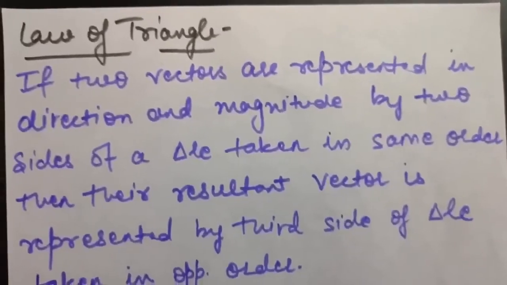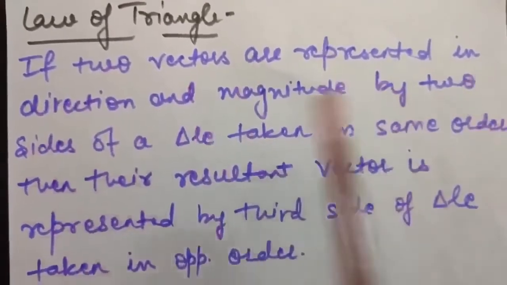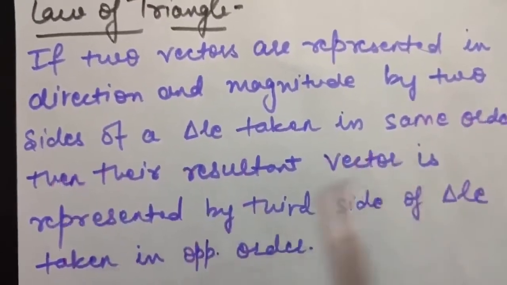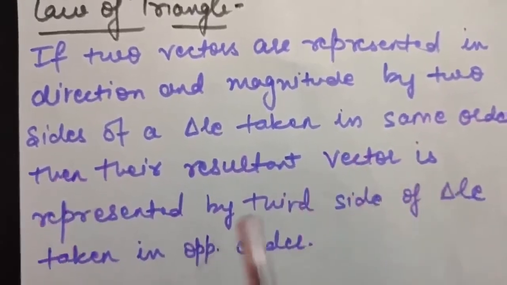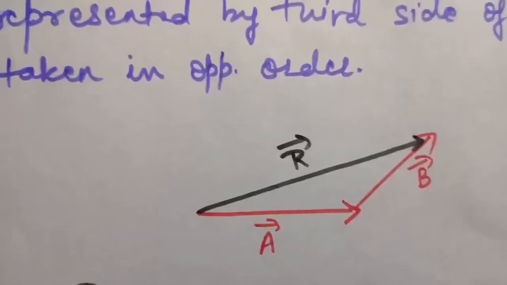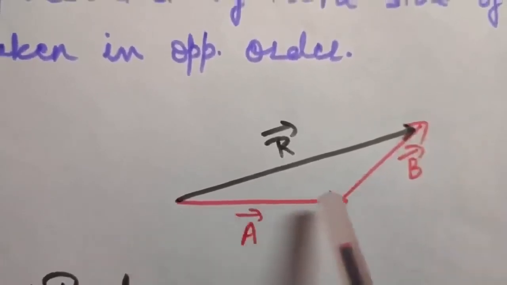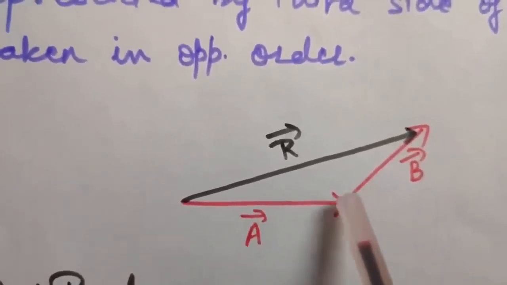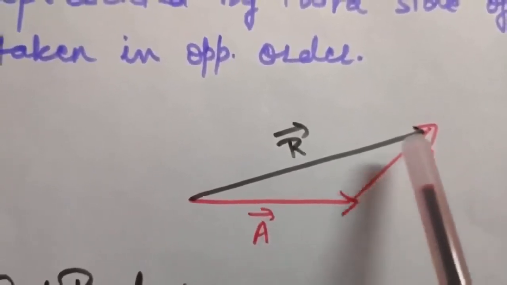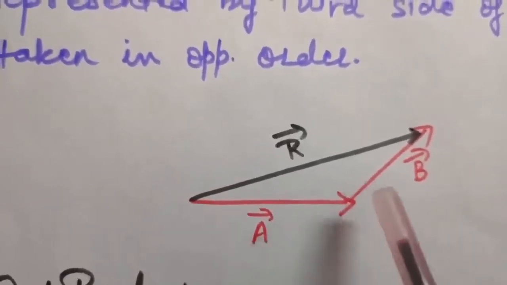The next topic is the law of triangles. It states that if two vectors are represented in direction and magnitude by two sides of a triangle taken in the same order, then their resultant vector is represented by the third side of the triangle taken in opposite order. That is, if A and B are two vectors taken as sides of a triangle in the same order, this is going in this direction, again this is going in this direction.